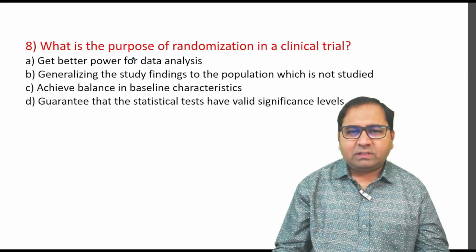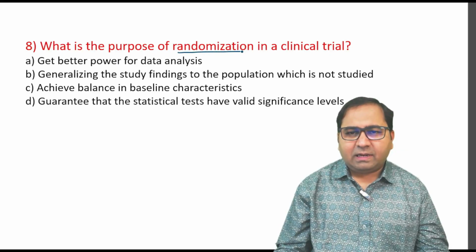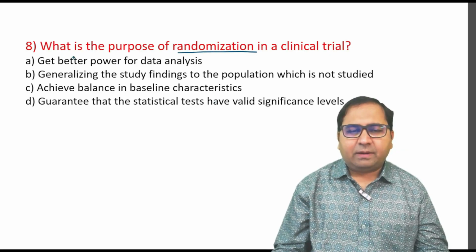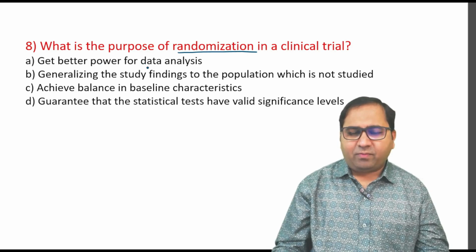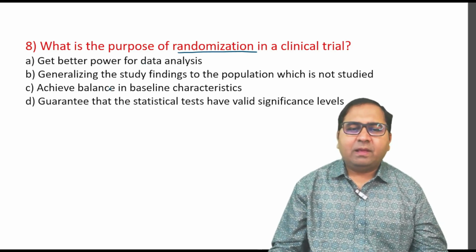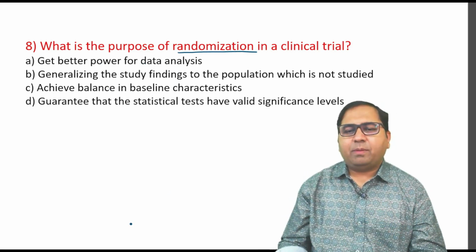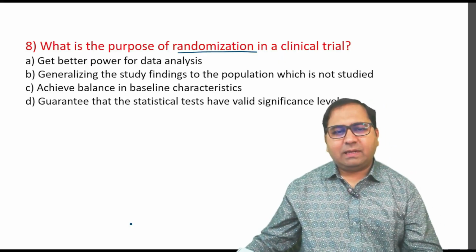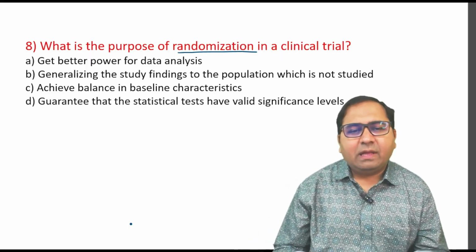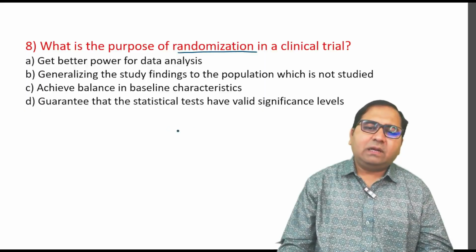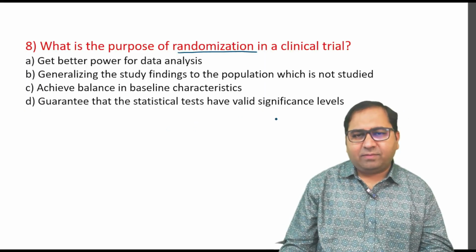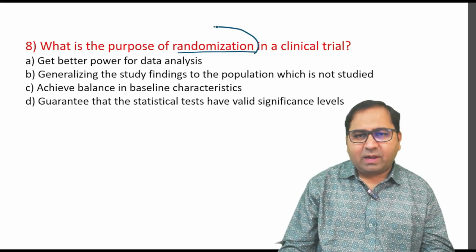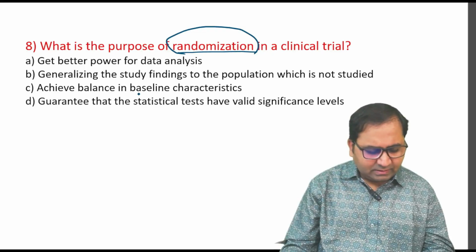Next question. What is the purpose of randomization in a clinical trial? Options are A. Get better power for data analysis. B. Generalizing the study findings to the population which is not studied. Or C. Achieve balance in the baseline characteristics. Or D. Guarantee that the statistical tests have valid significance levels. So what is the purpose of randomization? Once again, you see the options.